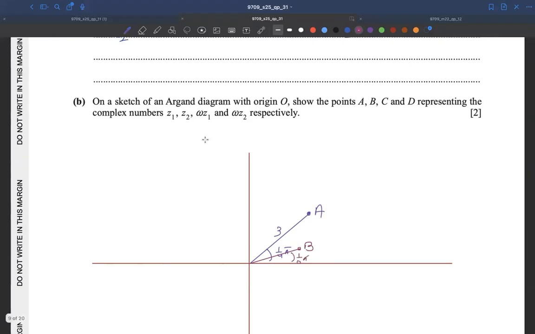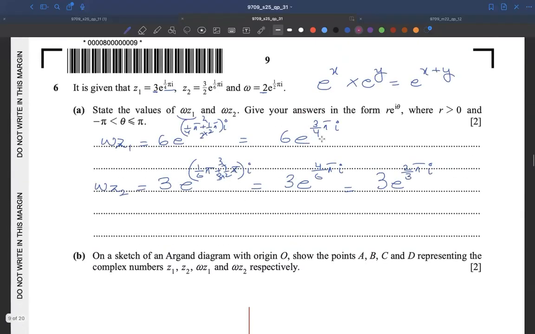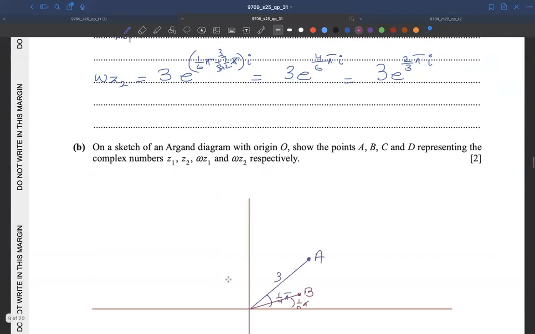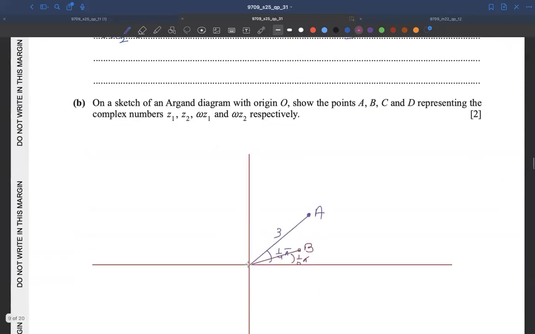ωz1 is 6 and the angle is 3π/4. 3π/4 in terms of degrees, that would be 135, so it would be going exactly over here in between, with the magnitude of 6. So let's say this point would be C. This will be 6 and this angle over here would be π/4, as this total angle over here is 3π/4.